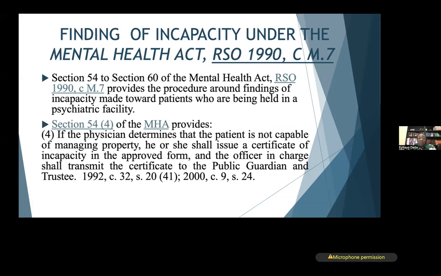Now, the finding of incapacity under the Mental Health Act, and that's where Form 18s belong, which is the main thing I'm talking about tonight. Sections 54 to 60 of the Mental Health Act provide the procedure around findings of incapacity made towards patients who are being held in a psychiatric facility. Now, under Section 54(4), if the physician determines that the patient is not capable of managing property, he or she shall issue a certificate of incapacity in the approved form, and the officer in charge must transmit that to the Public Guardian and Trustee. That usually comes in the form of a Form 33.